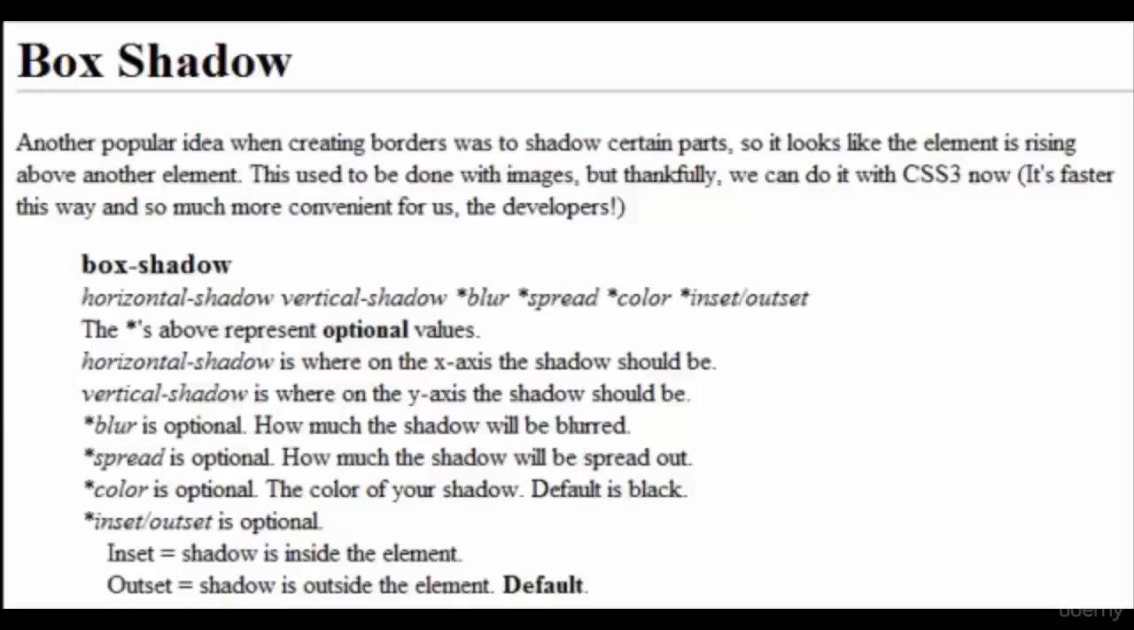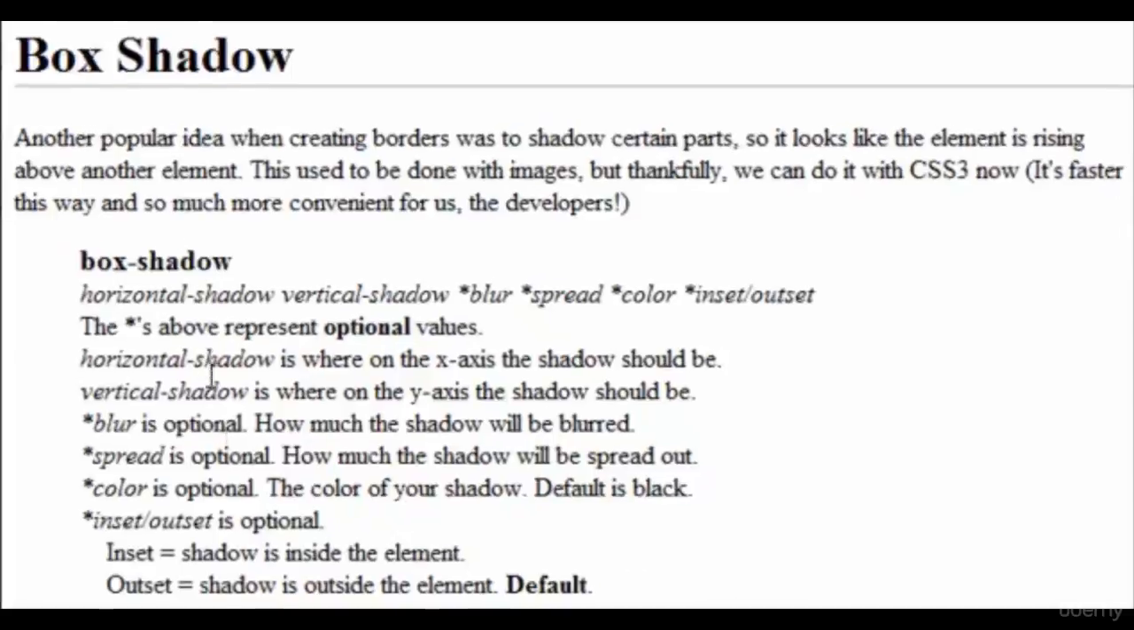Box shadows. Another popular idea when creating borders was to shadow certain parts. And the reason we do this is so that it looks like the element is rising above another element. This used to be done with images. Thankfully, we can do that with CSS3 now. Now for us developers, this is a lot faster and this is a much more convenient way for doing it.